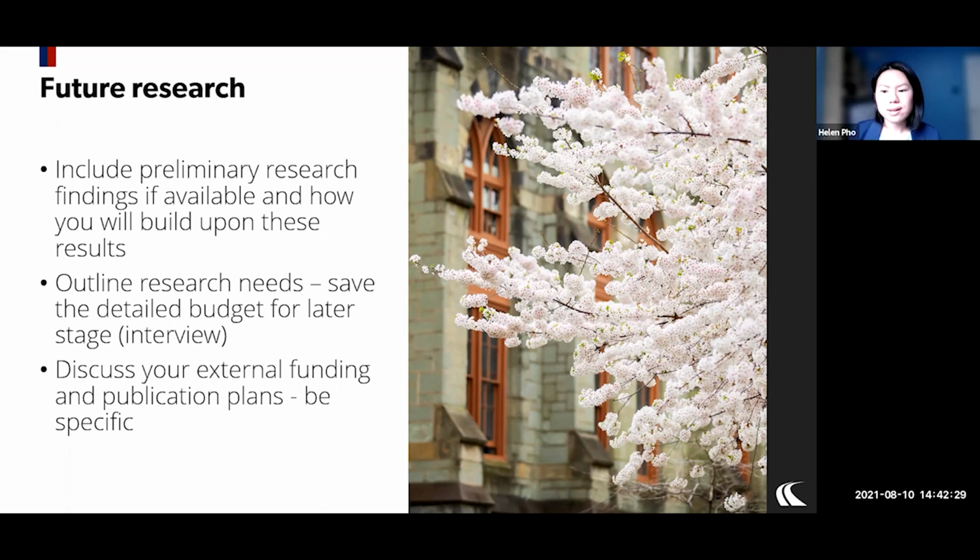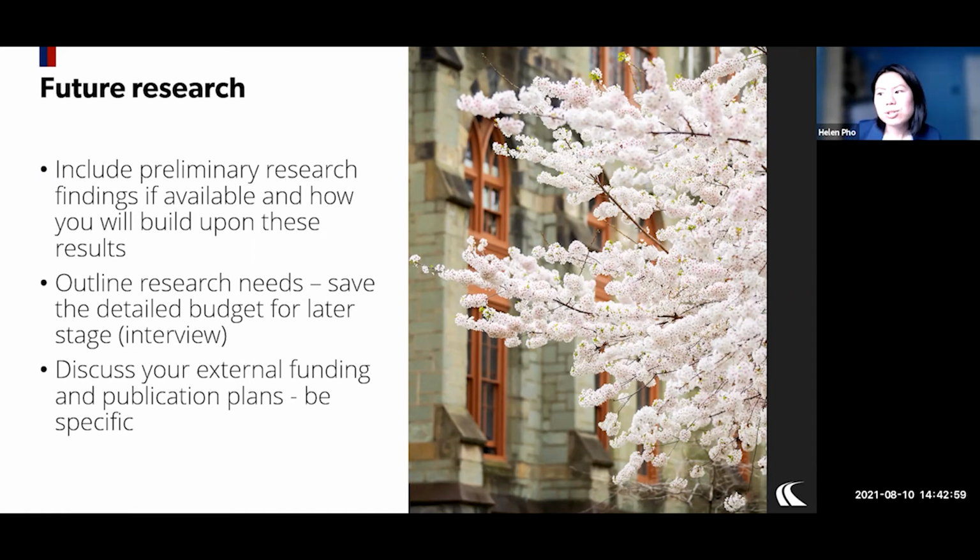When you have said, here's what I'm proposing to do in the future, and by the way, I've already started, I have some preliminary data, and here's how I'm going to use it for the future, it makes your future research all the more believable and convincing, that it's realistic and that you can actually carry it out. So definitely that's a great thing to do if you happen to have preliminary research that you've already done.